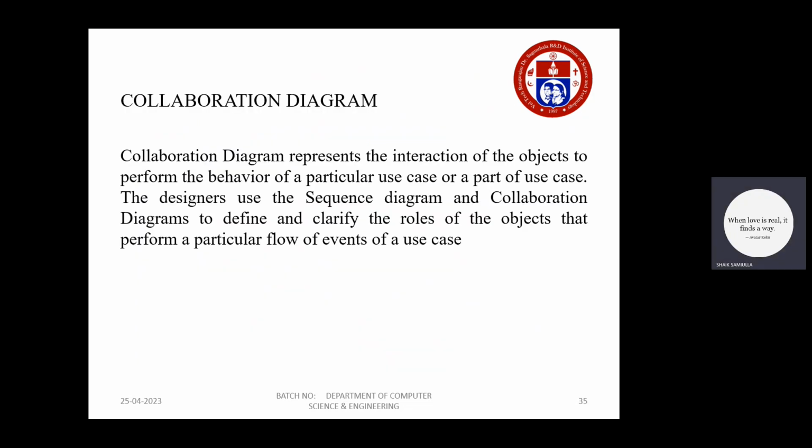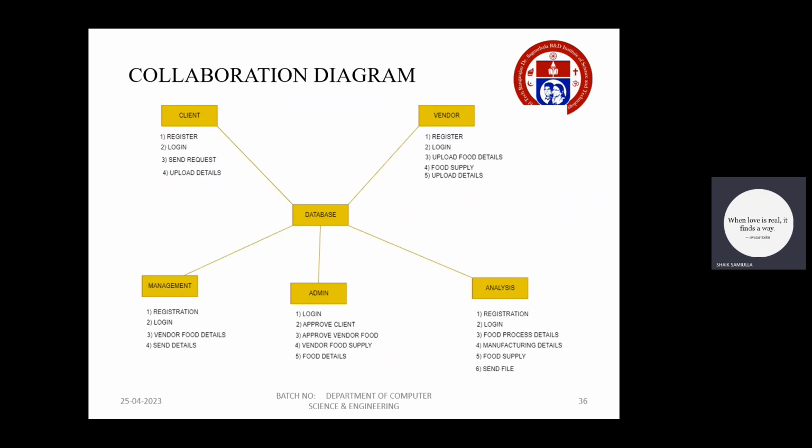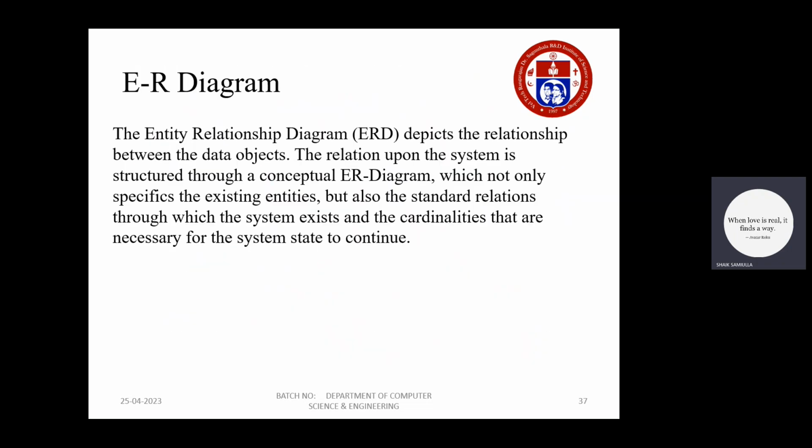Here we are using the collaboration diagram for the interaction of the objects to perform the behavior of a particular use case or a particular part. Here the designer uses the sequence and collaboration diagrams to define the clear roles of objects that perform a particular flow of the use case. So this is our collaboration diagram.